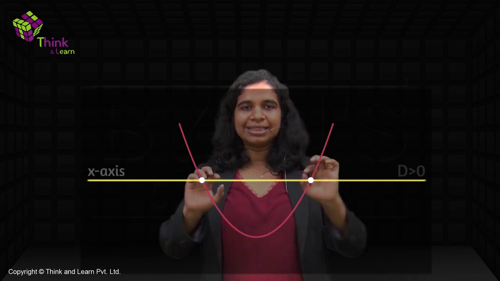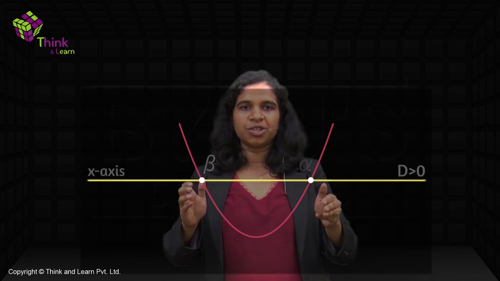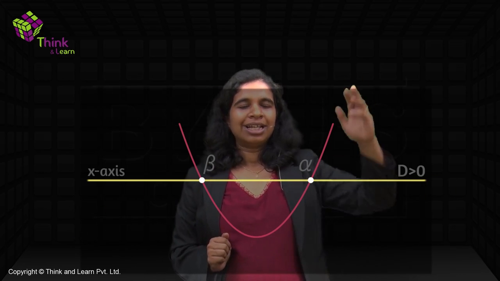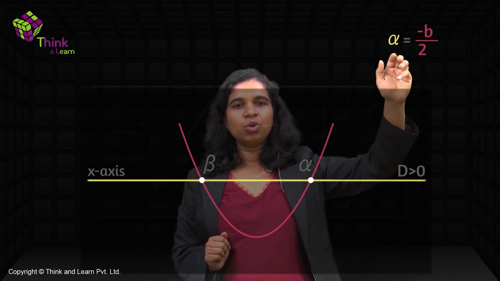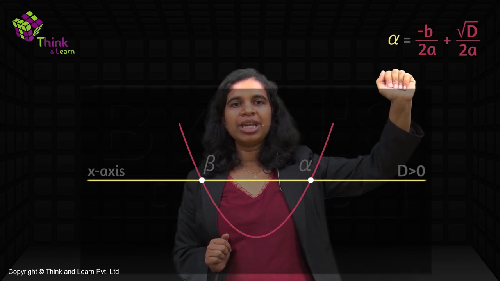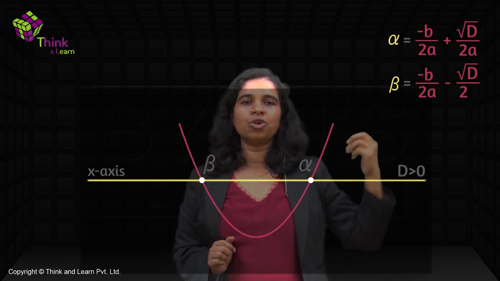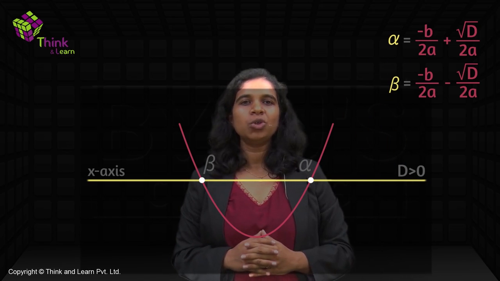So in a graph, let me take the case where there are two roots, right? I draw this graph. I draw the x-axis. These are my two roots. Let's say this is beta. This is alpha. According to my equation, my two roots are, let's say alpha is minus b by 2a plus root D by 2a. And my beta is minus b by 2a minus root D by 2a. Those are my two roots.